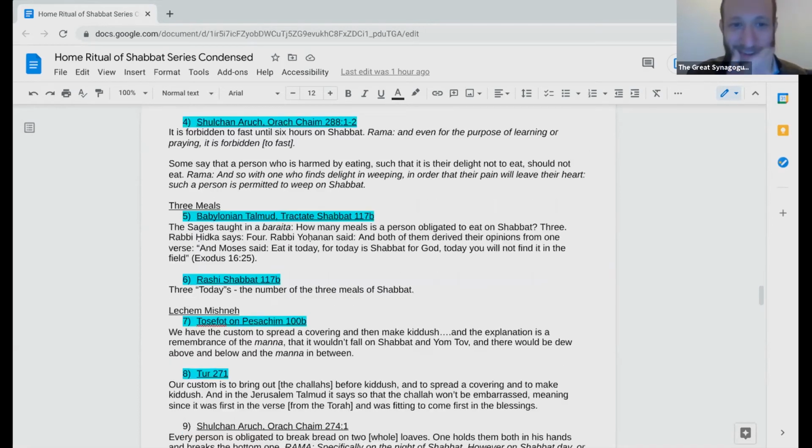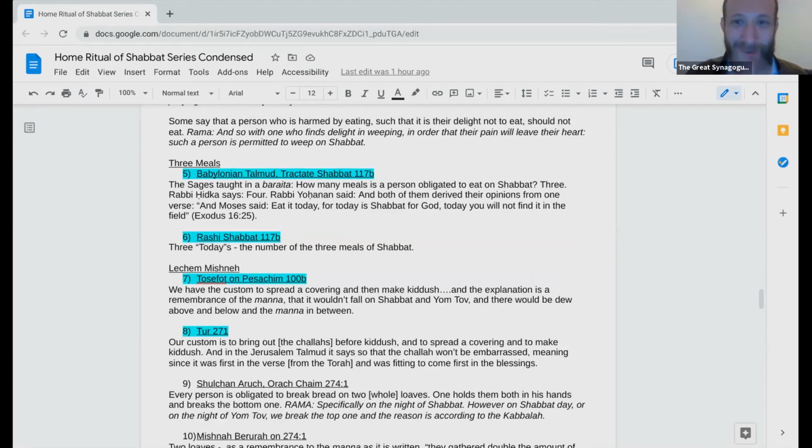Okay, the 3 meals, really getting into the 3 meals now, not just the background of joy and honor of Shabbat. The sages taught in a Braita, how many meals is a person obligated to eat on Shabbat? 3. Rav Chisda says 4. Rabbi Yochanan said, and both of them derived their opinions from one verse, and Moses said, eat it today, for today is Shabbat for God. Today you will not find it in the field.